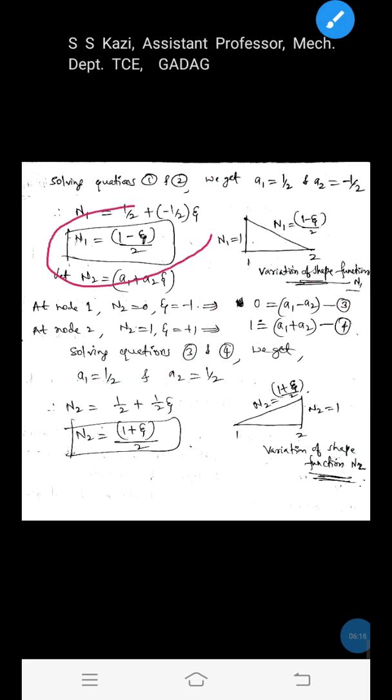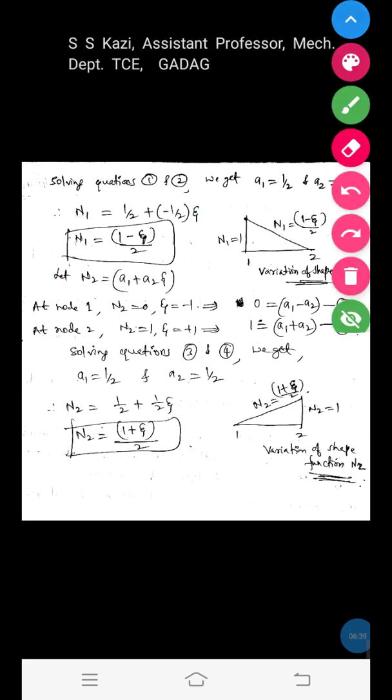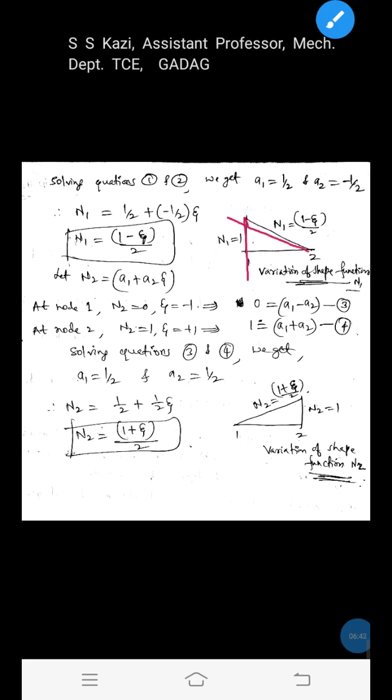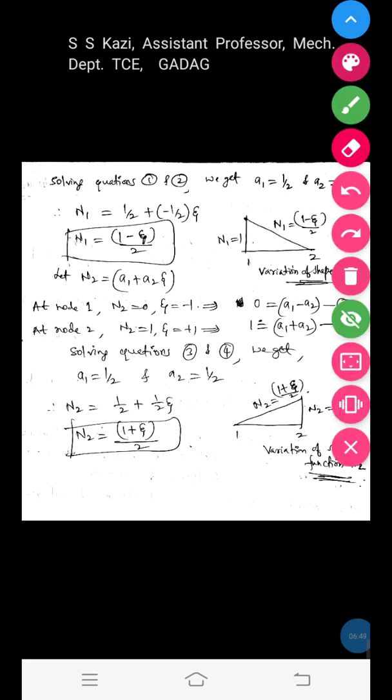Now the first shape function for the one dimensional linear element we have derived, that is 1 minus zeta divided by 2. n1 is 1 minus zeta by 2, in terms of natural coordinates. The variation of the shape function at node 1 is n1 equal to 1, and the variation is linear, an inclined straight line, and at node 2 it is 0. This linear curve will represent the equation of the shape function 1 minus zeta by 2.